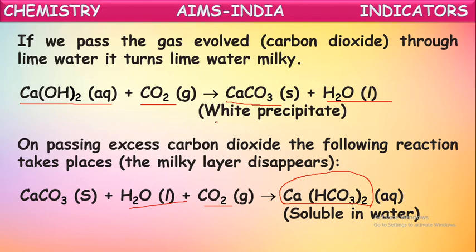So by passing excess carbon dioxide, the milky layer obtained will disappear because of the formation of calcium hydrogen carbonate. This calcium carbonate turns into calcium hydrogen carbonate, which is soluble in water. So the milky layer disappears.